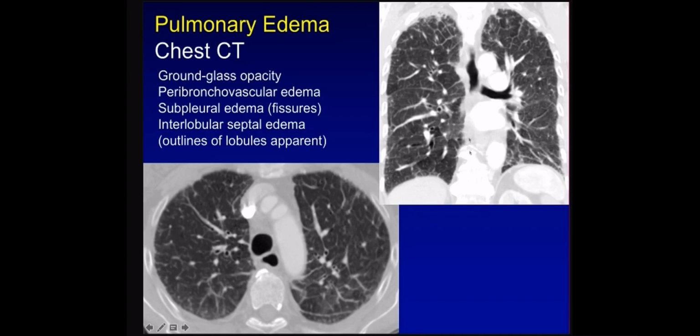Same patient seen in the coronal projection just reinforces those same findings, the prominence of the peribronchial vascular interstitium, the prominence of the interlobar fissures, and the interlobular septal thickening, which will manifest often as the outlines of a complete secondary pulmonary lobule. And you'll see these polyhedral-shaped lobules in the parenchyma of the lung, and we don't normally recognize those because the interstitium is usually an invisible network.